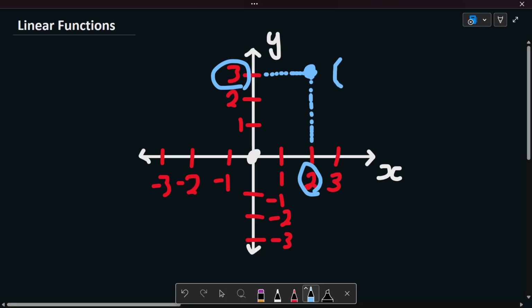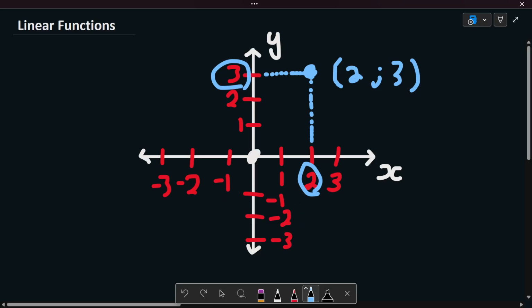We know that the x value is 2, and then the y value is just positive 3, right? So that is how we write our coordinates, basically. If we were to take a different coordinate set, let's say on the negative side, for example, negative 2 and negative 1, right?